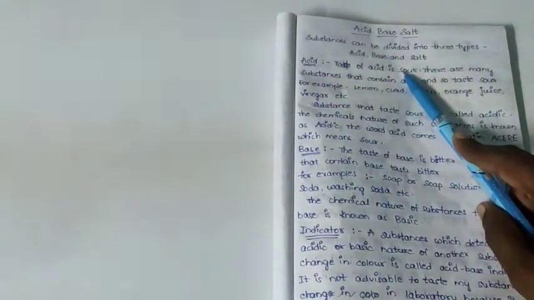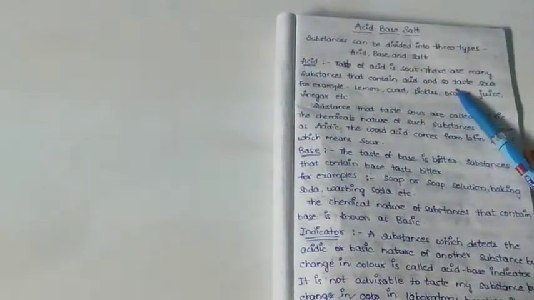So first one, acid. What is acid? The taste of acid is sour. There are many substances that contain acid and so taste sour. For example, lemon, curd, pickles, orange juice, vinegar, etc. These all are acids only. If you see all of these, what is the taste? Its taste is sour.